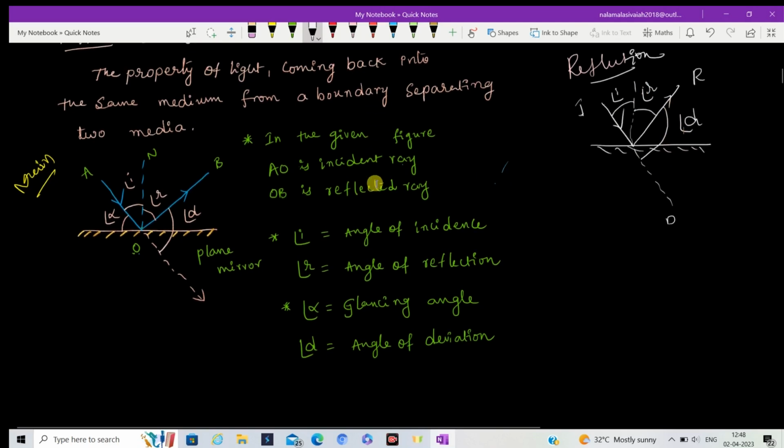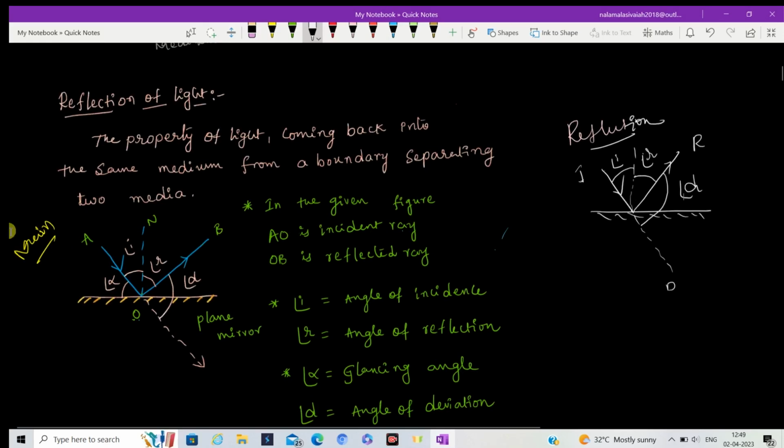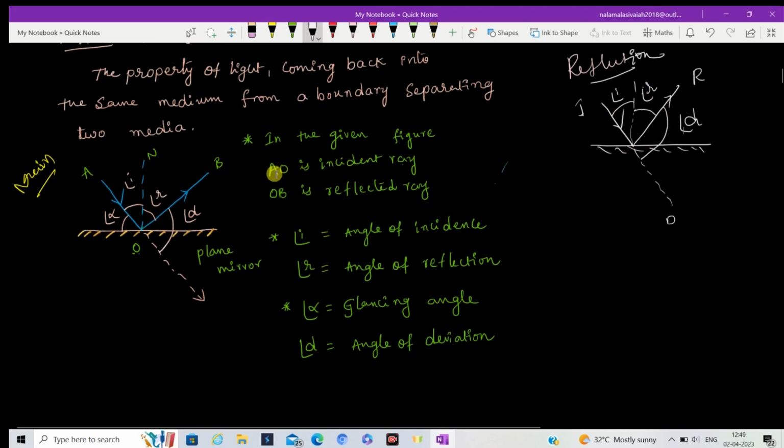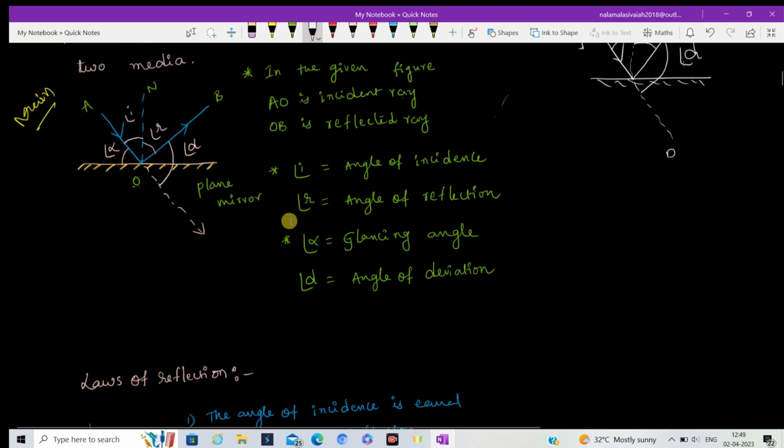As you can see here, the same content will be there for writing notes. You can note down all the points. The property of light coming back into the same medium from the boundary separating two media, that is the definition. As I said, light is incident on the surface, then reflected back. This entire phenomenon is known as reflection of light. So you can see here, AO is the incident ray, OB is the reflected ray, and the angle of incidence, angle of reflection, deviation angle and glancing angle.